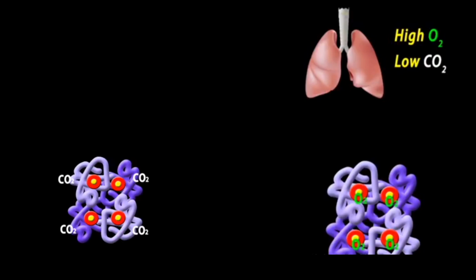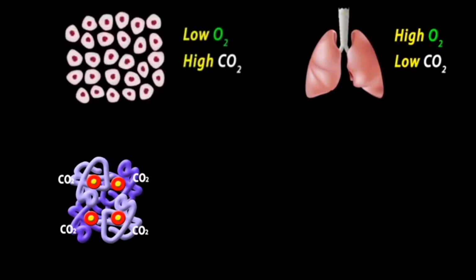Carbon dioxide binds to the polypeptide part of hemoglobin and not the heme, but its binding changes the conformation of the molecule and decreases its affinity for oxygen. In other words, the two gases compete for binding on hemoglobin. Oxygen binding is favored in the lungs, while carbon dioxide binding is more favorable in tissues.